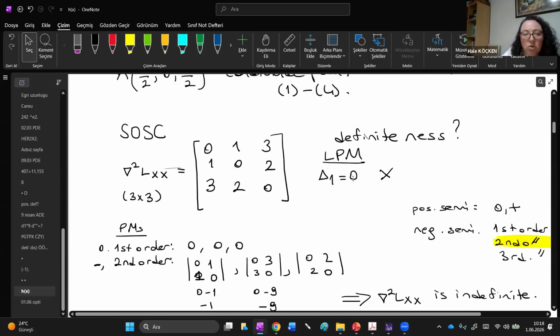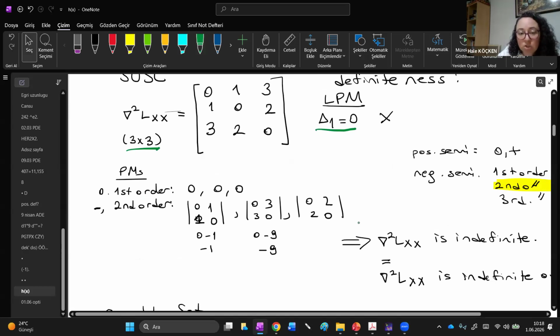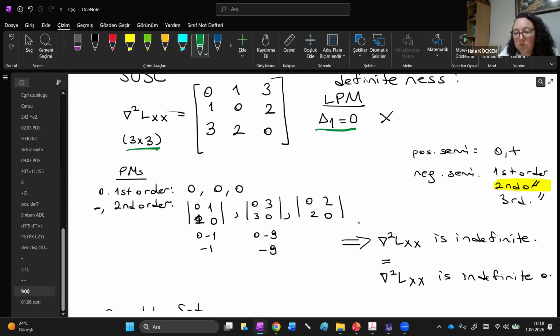For the second order sufficient condition, you will write Nabla square L_xx. You have 3 variables, so the dimension will be 3 by 3. You write this one. You need to analyze the definiteness. You begin with the LPMs, but you face a 0 leading principal minor. Which means that you need to go for PMs. For PMs, you write first order as 0, 0, 0. For second order, you write this one. So the first one is -1, the second one is -2.